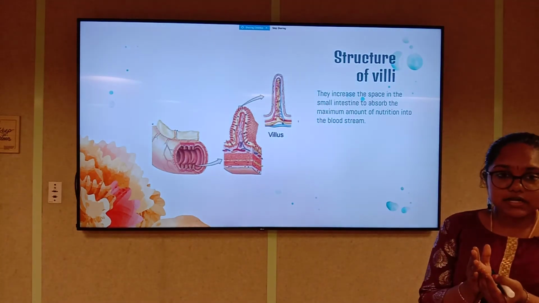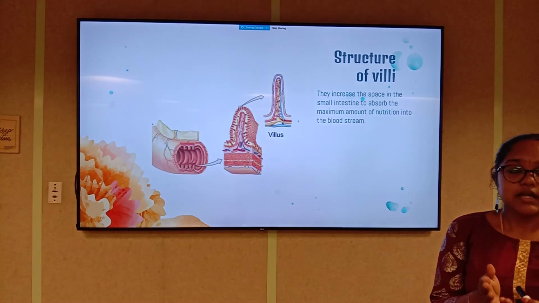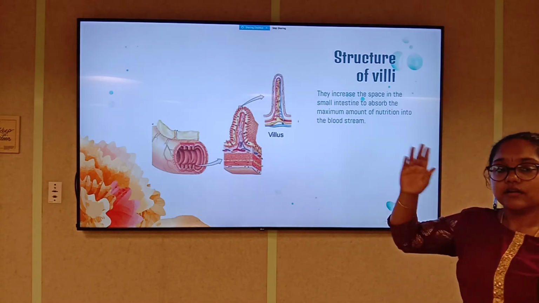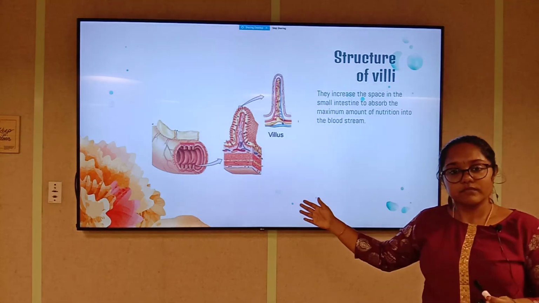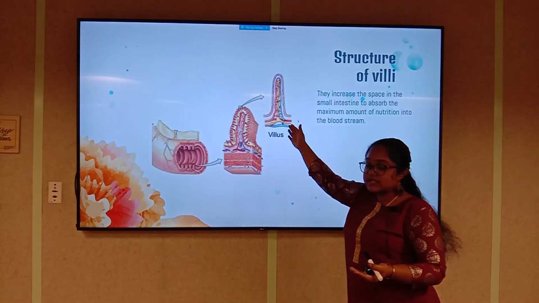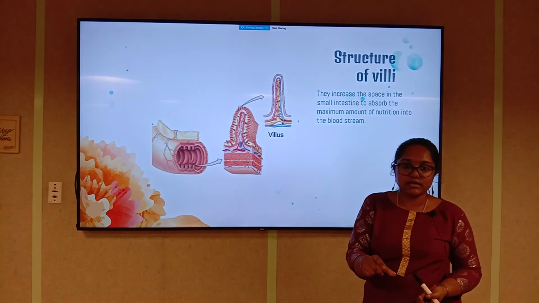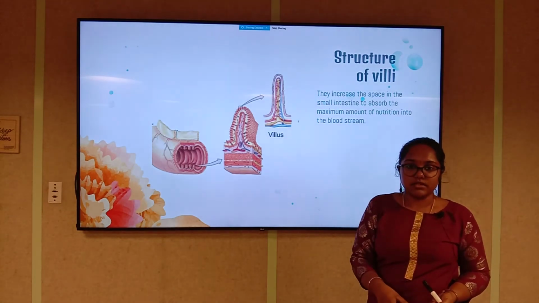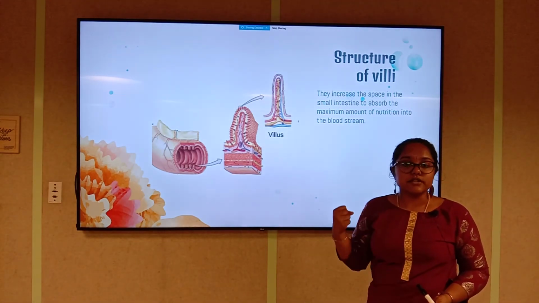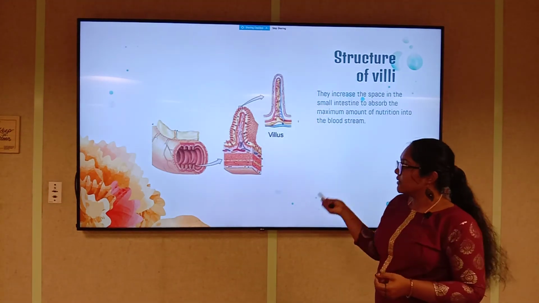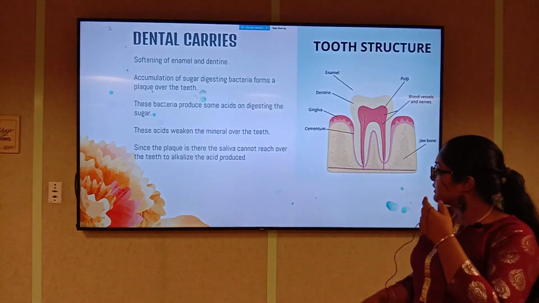Okay, from the intestine to the cell wall of the villi and from the cell wall of the villi to the blood vessel present here, and then to all parts of the body. So villi are the organs present inside the small intestine that absorb the nutrients. Is that clear? Previous slide, please.